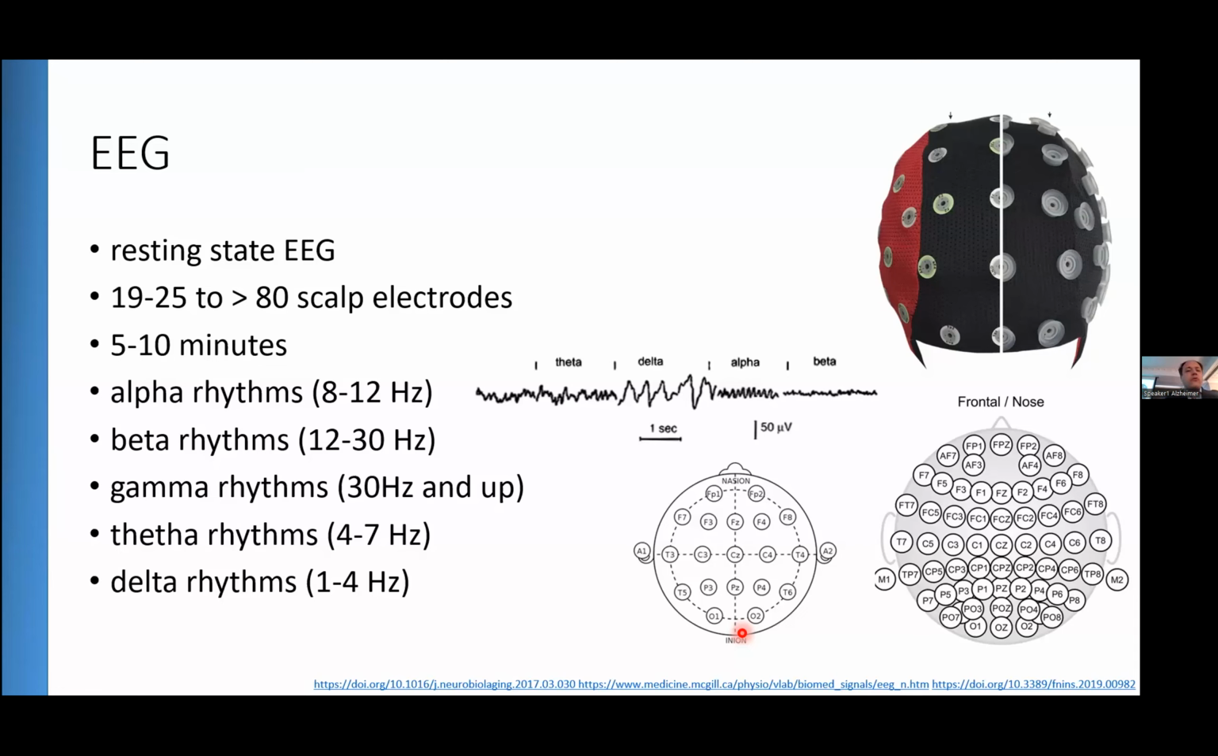So what are we actually recording? We are recording 5 types of brain activity. The most common brain activity, which is most commonly seen in resting state, is the alpha rhythm. This goes between 8 and 12 hertz, which you can see here.